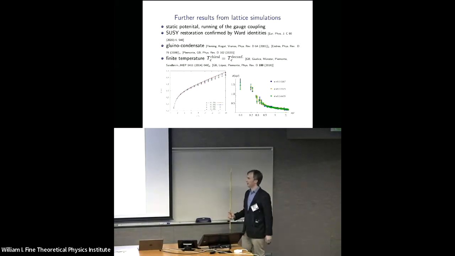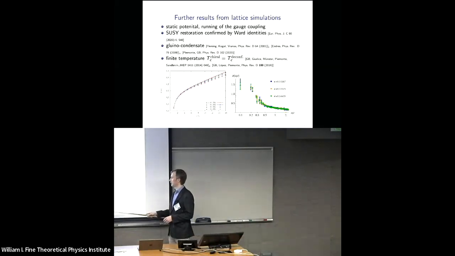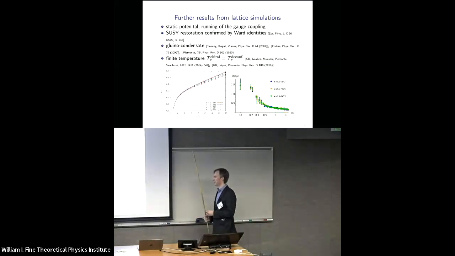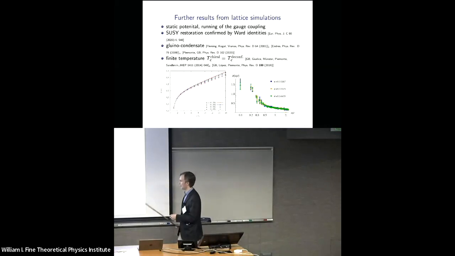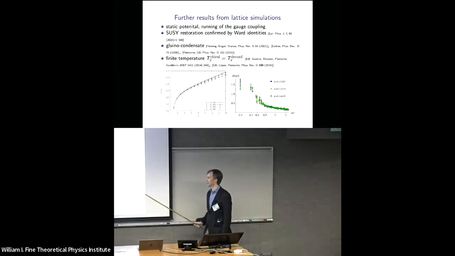We have done further extensive studies of these theories. We have determined the static potential as shown here, for example, for different values of kappa, which is just some inverse mass parameter. For different masses, you can also measure the string tension of the theory and then extrapolate this to the supersymmetric limit.